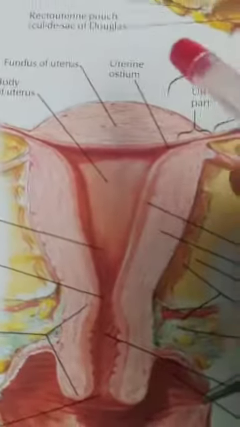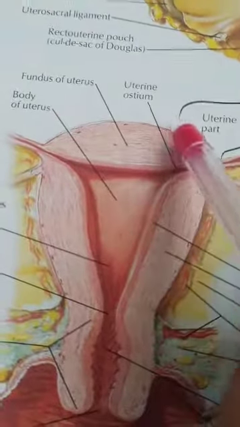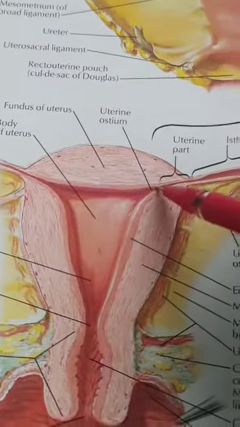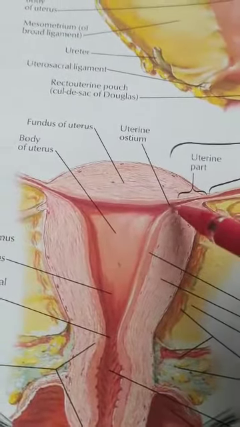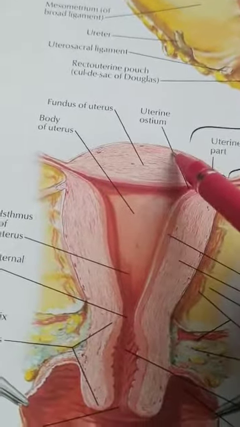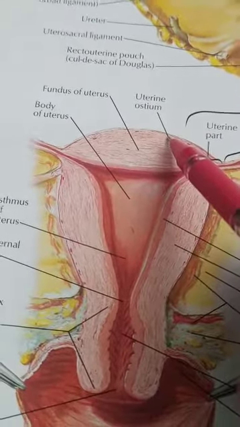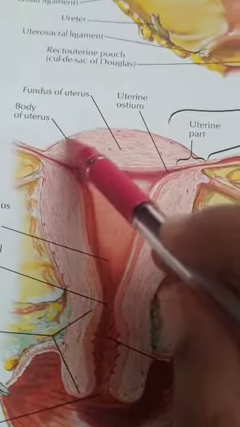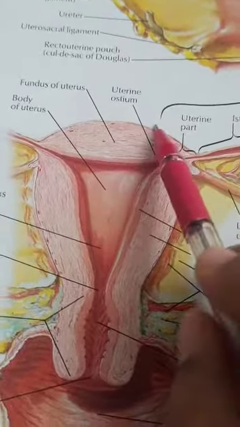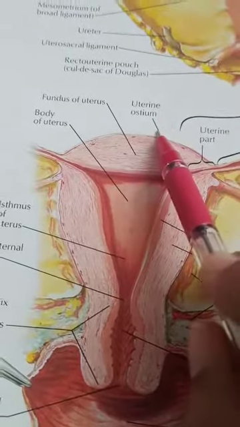Then this is the fundus. Fundus is the upper bulged portion of the uterus, and we can see it lies above the opening of the uterine tube. So this part is known as the fundus of the uterus. It is convex and dome shaped, and it is covered with peritoneum.